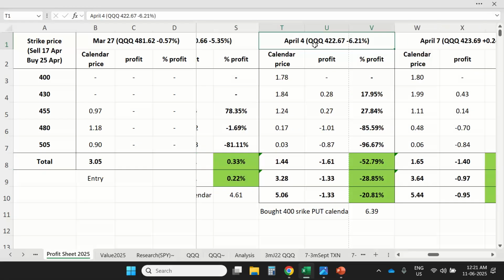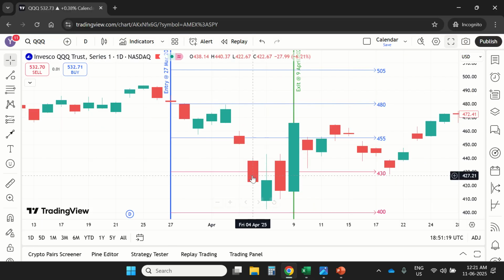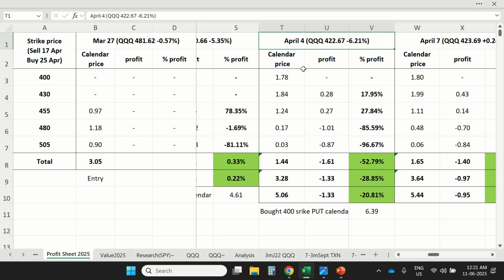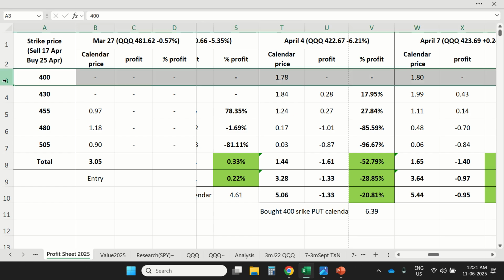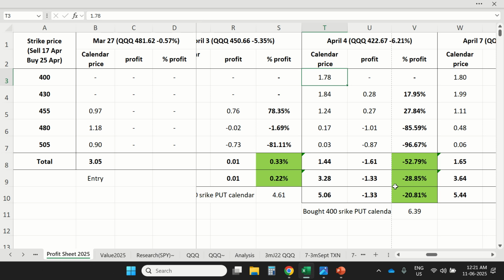Now on 4th of April, QQQ went to 422. So it breached even my new calendar, which was at 430. You can see here, I bought a calendar here, and the next day it went down again, breached my lower calendar, and closed near 422. So as the rule is, whenever it is below your lowest calendar, you have to buy one more calendar. That day again I used the at-the-money straddle price. We were at around 422, and the at-the-money was around 18 or 19. So 422 minus 18, and then some extra cushion, I chose 400 as my new put calendar. So my total entry price was now 639, which is 461 plus 178, coming out to 639.